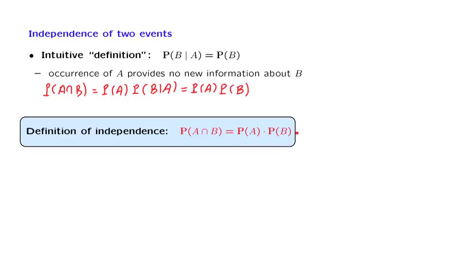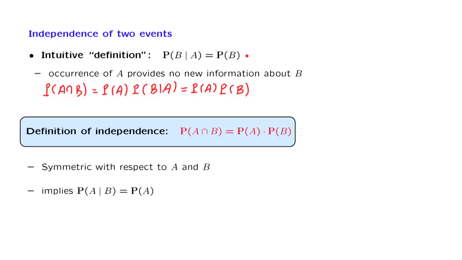A more important reason is that this formal definition is symmetric with respect to the roles of A and B. So instead of saying that B is independent from A, based on this definition, we can now say that events A and B are independent of each other. And in addition, since this definition is symmetric and since it implies this condition, it must also imply the symmetrical relation, namely that the conditional probability of A given B is the same as the unconditional probability of A.